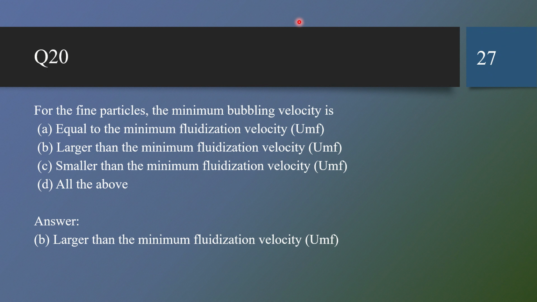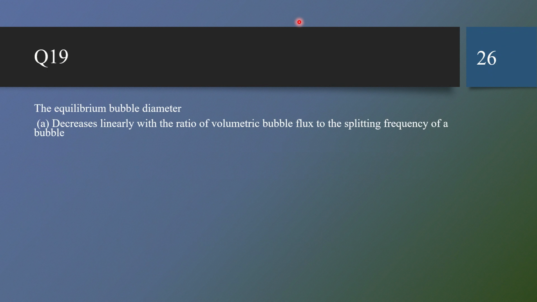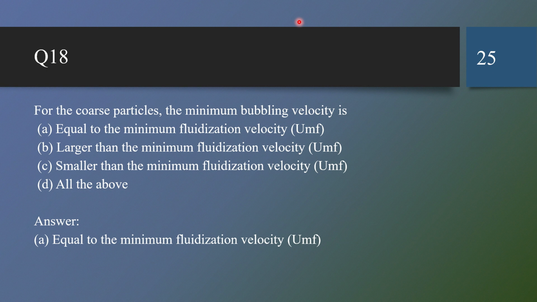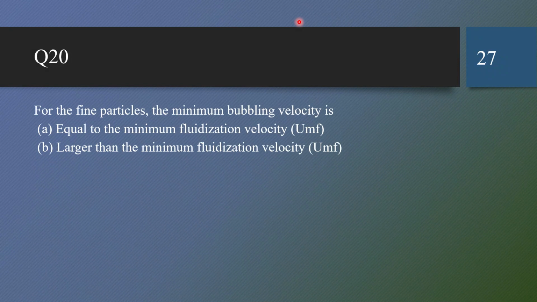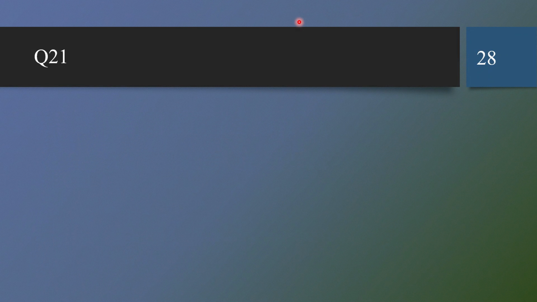So as we can see and distinguish between question 18 and 20, in question 18 it was about the coarser particles. For coarser particles, the minimum bubbling velocity is equal to the minimum fluidization velocity, whereas for the fine particles, the minimum bubbling velocity is greater than the minimum fluidization velocity. That is, the minimum fluidization velocity is lower, so the minimum bubbling velocity is comparatively higher.